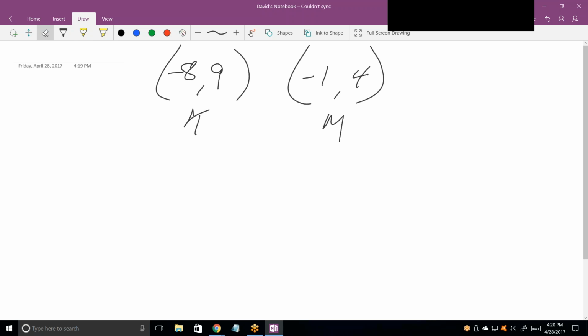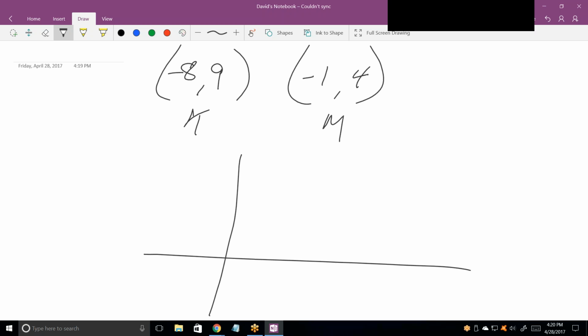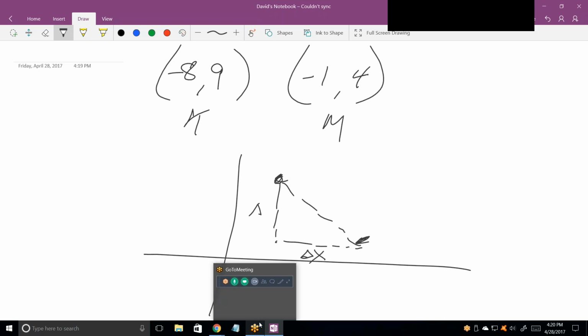Now, the thing to remember about the distance formula, it's the Pythagorean theorem. That's all it is. In other words, if I have 2 points and I want to figure out the distance between them, that is the hypotenuse of a triangle that I would draw. Okay. And notice the triangle. This is delta x, the difference in the x coordinates. This is delta y, the difference in the y coordinates.